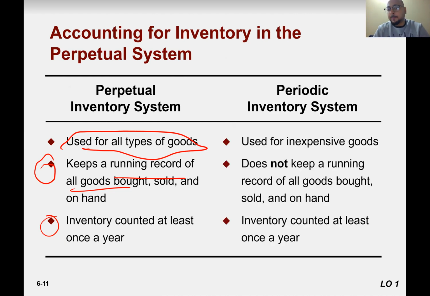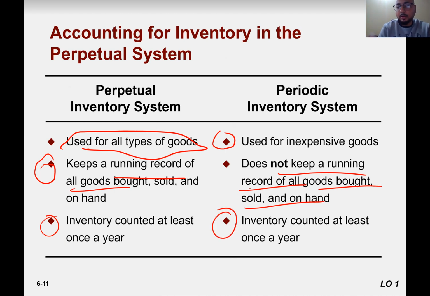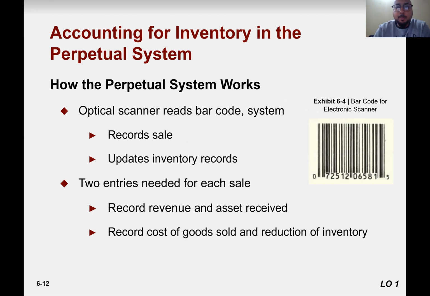Periodic system. This is used for inexpensive goods, and you do not keep a running record of all the goods bought and sold. So you order in advance, the order comes to your company, and then you produce the goods, and then in the sale season, you sell the goods. Similarly, in that system as well, inventory is counted at least once a year. It depends on you as well. You can count at the end of the day, month or quarter, it's up to you, right? So how does the perpetual system work?